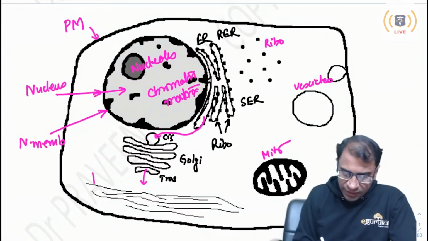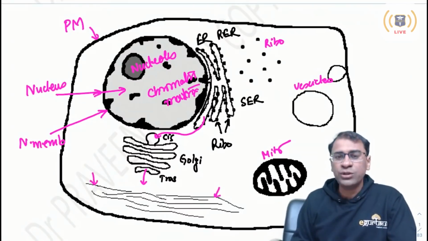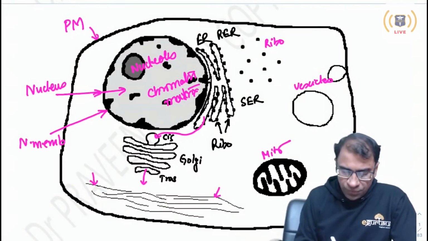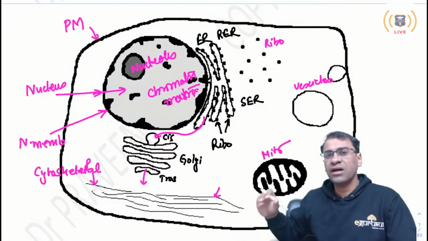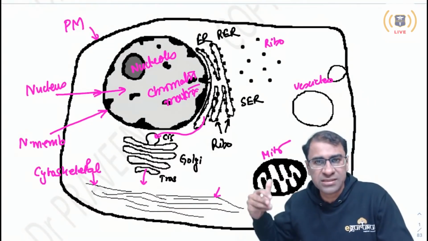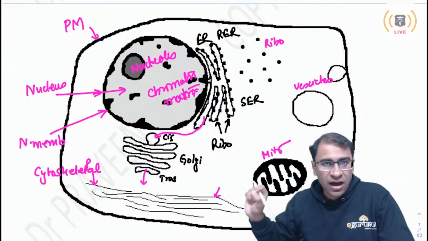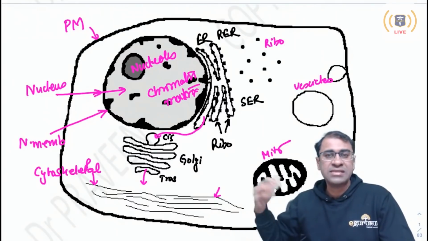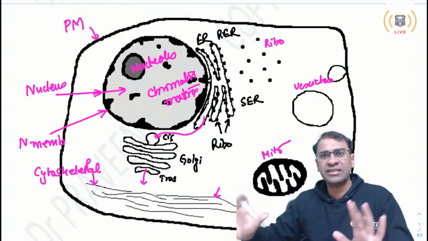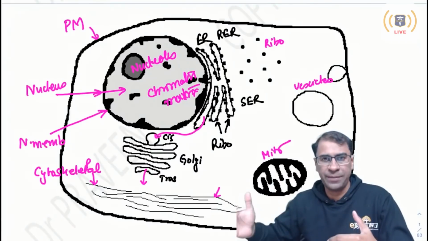Now, these here are called the cytoskeleton. That means these are the fibers which make the shape and size of a cell. They are the ones which make the shape and size of a cell. So they ensure the cell has a unique shape and size, and that they don't disturb the shape and size every time.